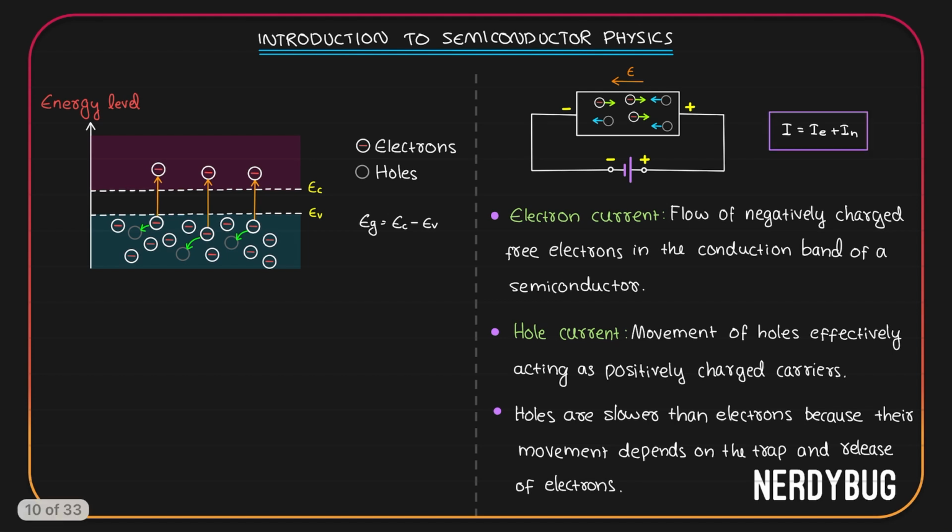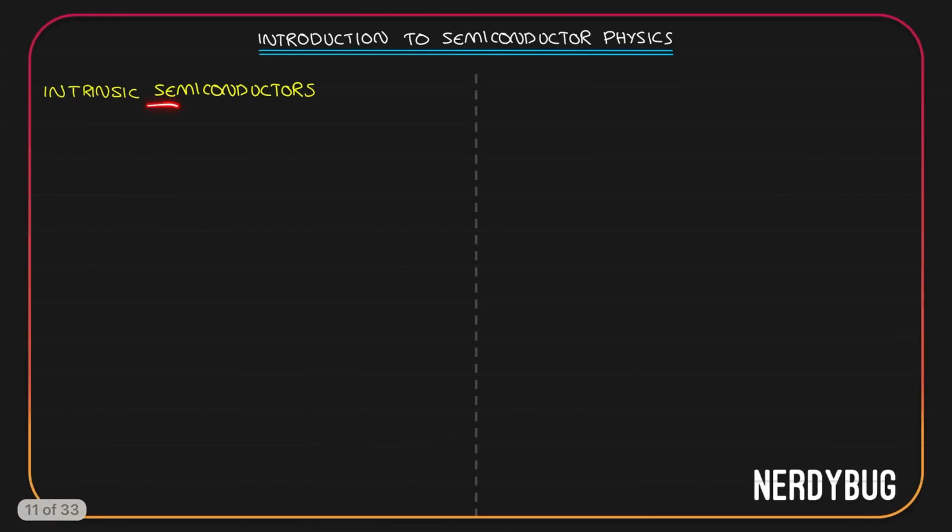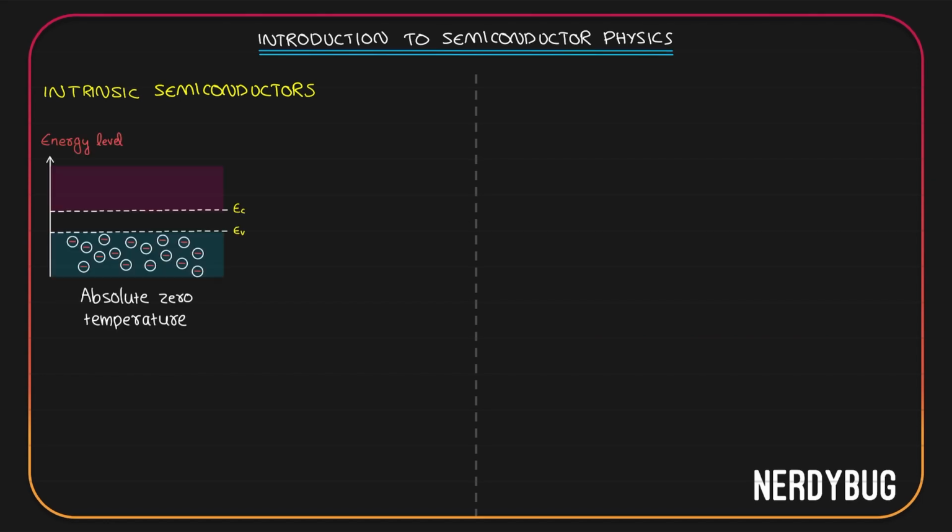Now, the simplest or pure form of semiconductors where we haven't done any modifications ourselves are called intrinsic semiconductors. If we draw the energy band diagram of an intrinsic semiconductor at absolute zero temperature, this is how it will look like. There are no electrons in the conduction band. All the electrons are in the valence band. That is because the temperature is absolute zero, so none of the electrons were able to get any heat energy, so they could go to the conduction band.